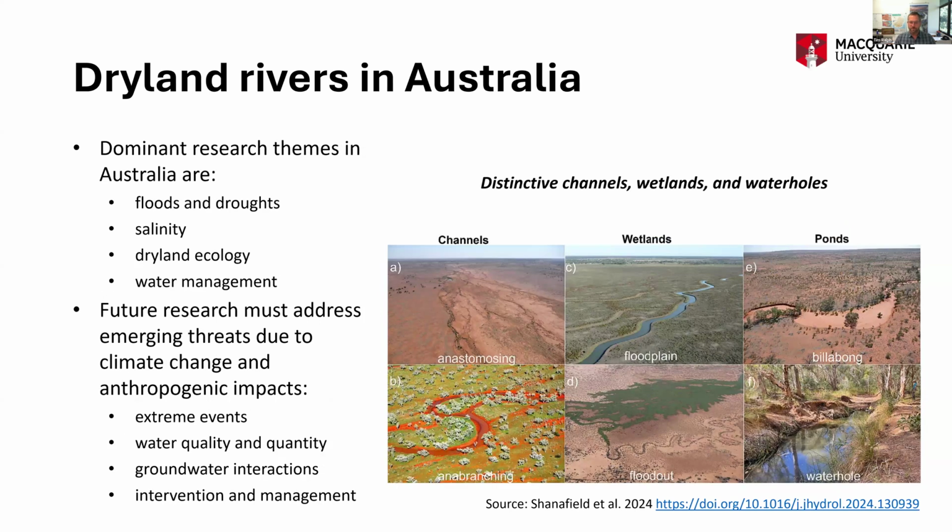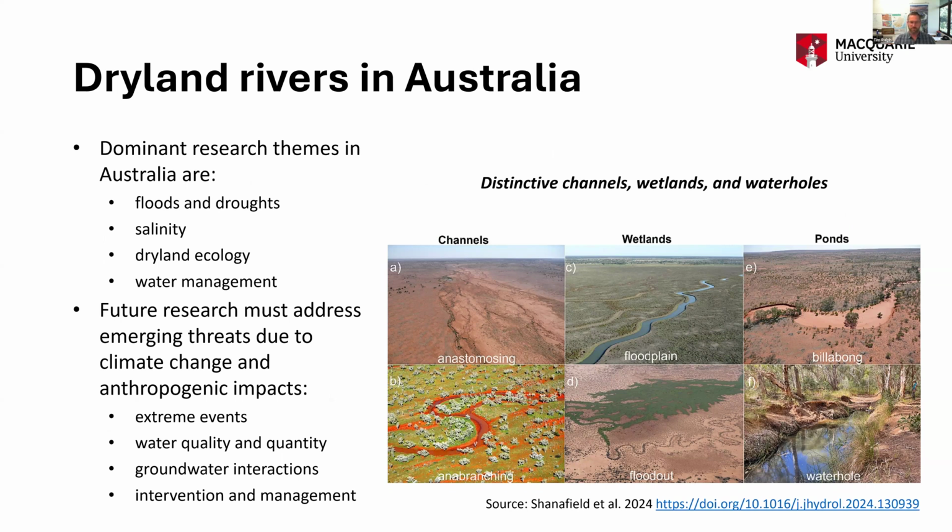A recent review by Shannafield and others showed that the dominant research themes for Australian dryland rivers have been floods and droughts, salinity, dryland ecology, and water management. And this is important to recognise because there are some key research areas missing from the literature, or if they're not missing, they're only touched on briefly in many cases.